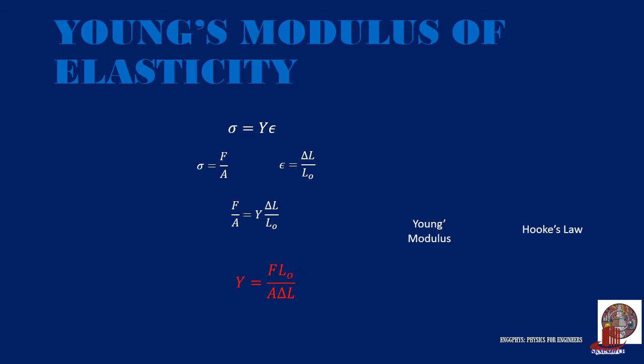Let's attempt to expand the formula. Originally, we have sigma equals Y epsilon, where sigma is force over area and epsilon is change in length over the original length. Placing both formulas in the equation, we get F over A equals Y delta L over L naught. So Young's modulus is then simplified as Y equals F L naught over A delta L. Note that Hooke's law may also be stated in the same relation as Young's modulus, where the strain in a solid body is directly proportional to the applied stress within the elastic limit of the solid body.